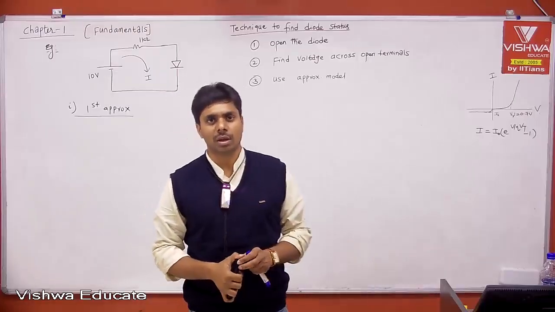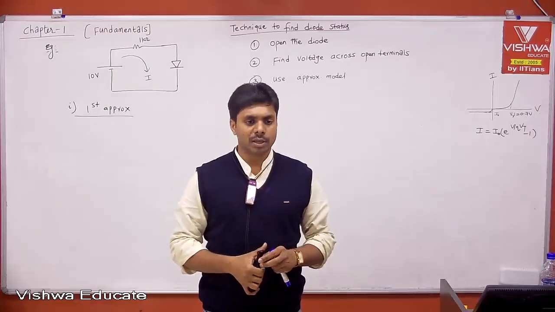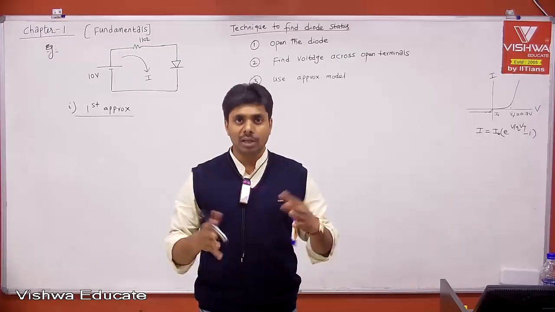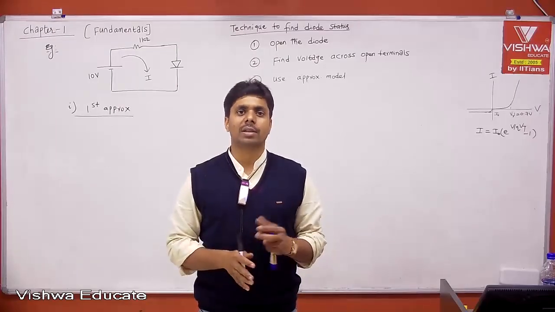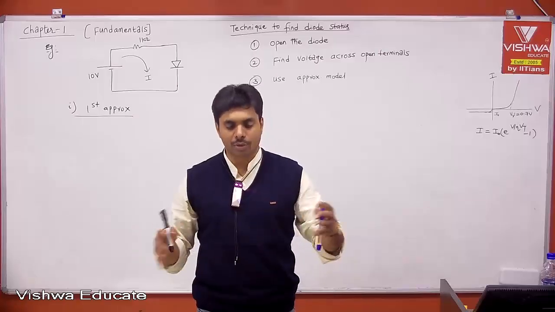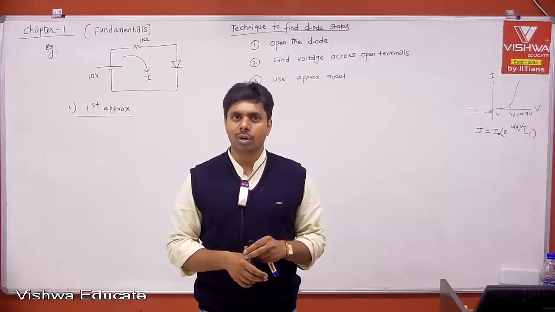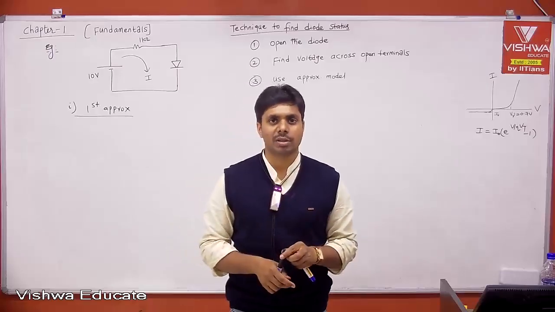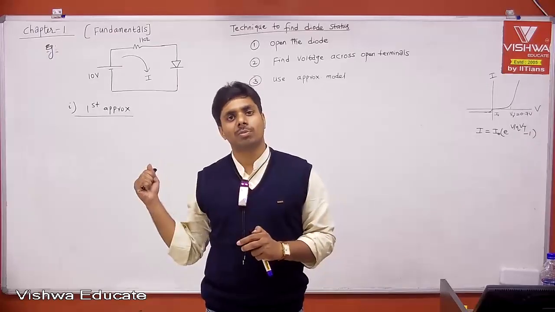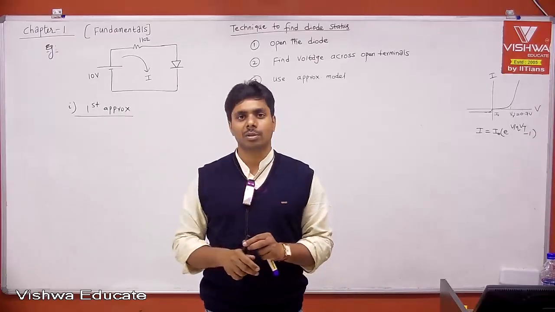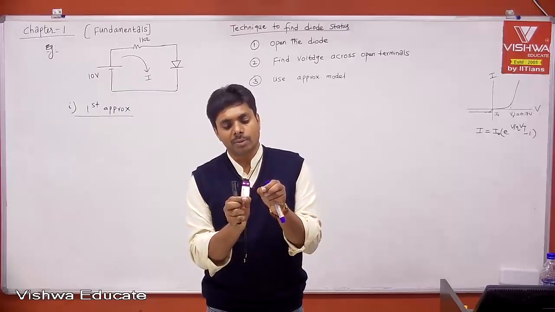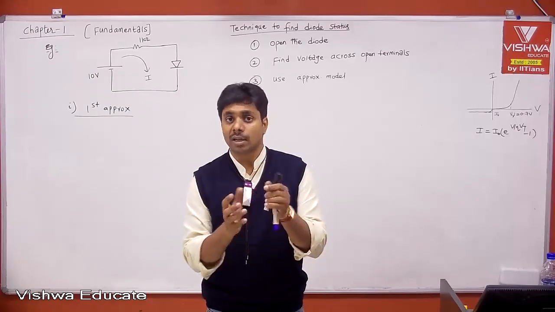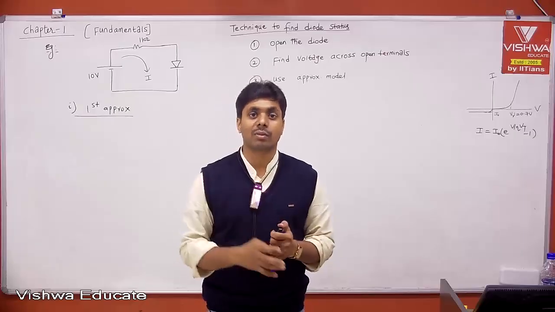problem related to diode. Later on, we are going to see in a given diode circuit, if there are 2 diodes and 3 diodes, how to find the status of diode? You open all the diodes and find voltage across open terminals of all PN junction diodes. Then, based on the approximate model, let us say if I go for first approximation, if the voltage across open terminals is greater than 0, short the diode. If the voltage across open terminals is less than 0, open the diode. That is what is very easy.